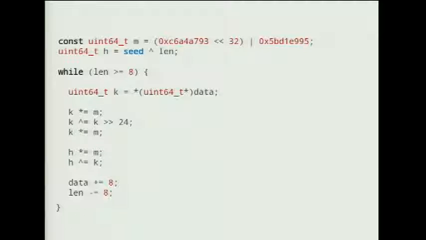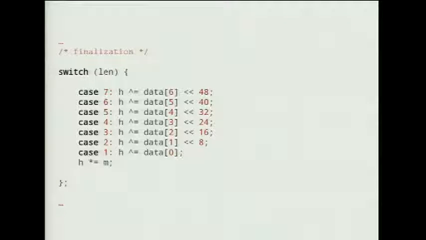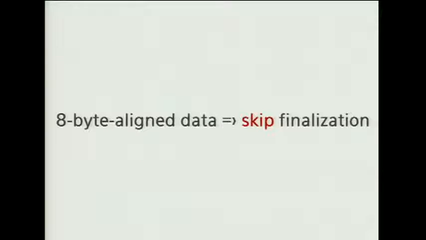So what you immediately notice there is that the seed is only used once right there at the beginning. And in the rest of the block processing, the seed doesn't appear. So this means that block processing is actually independent of the seed. And when this while loop is done, there's the finalization phase. And if you have a closer look at this, you will notice right away that if we keep ourselves to 8-byte line data, then none of those things will actually be applied to your hash. And this only makes our task of finding collisions easier.